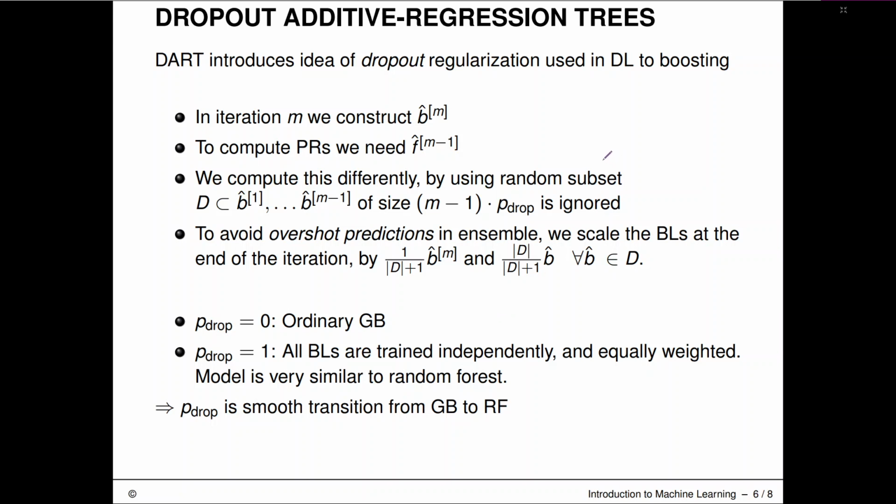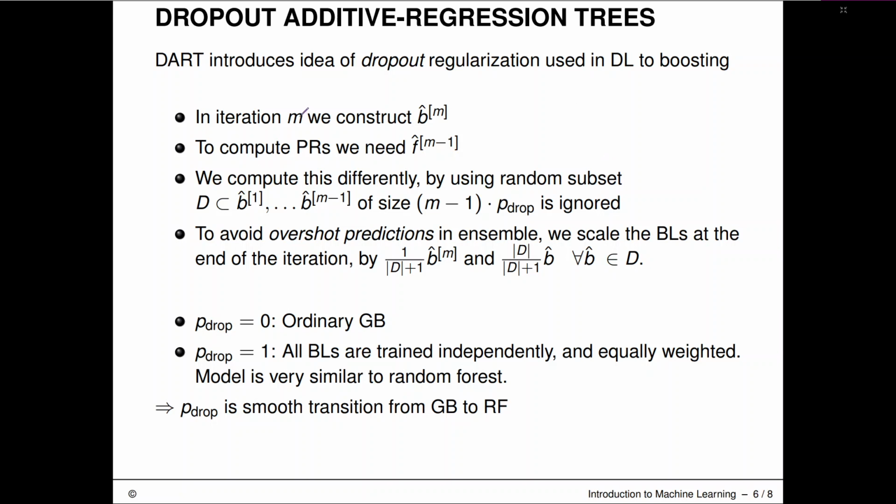In neural networks, when we train them, what we often do during gradient descent is that we don't adapt and perform the computation with respect to all neurons, but we make some of the neurons inactive in each iteration. We try to do something similar now in gradient boosting. This is called DART, dropout additive regression trees.